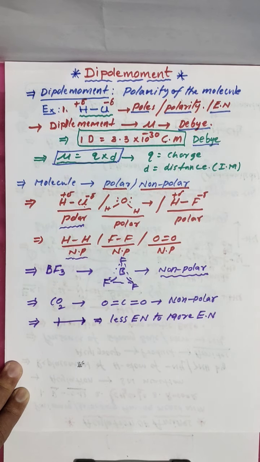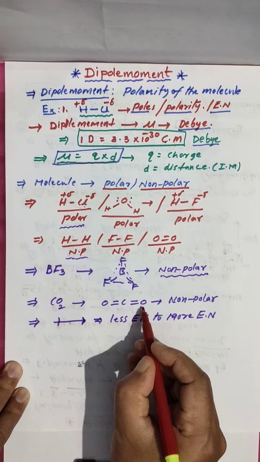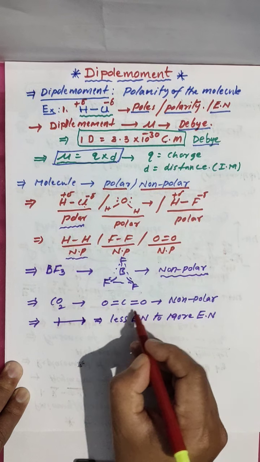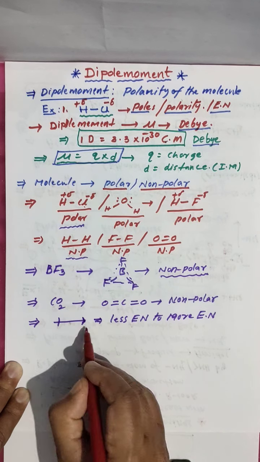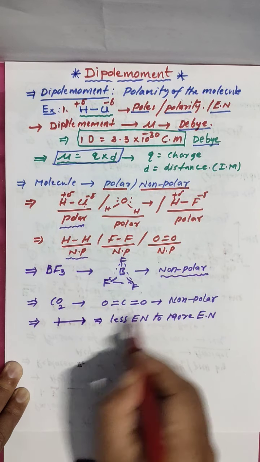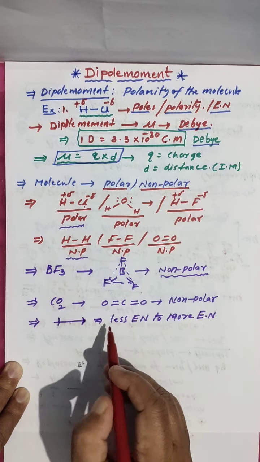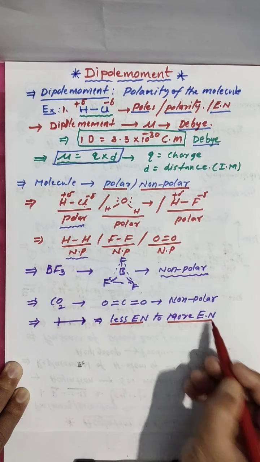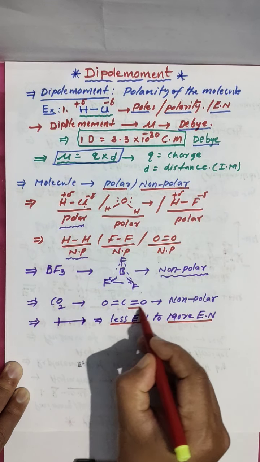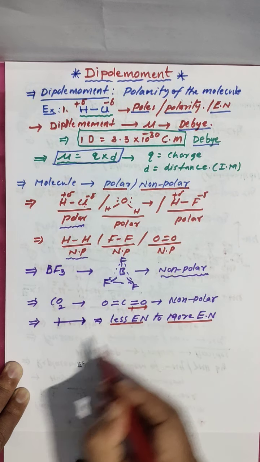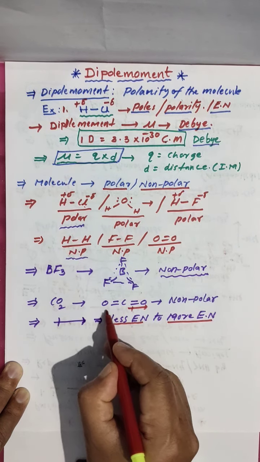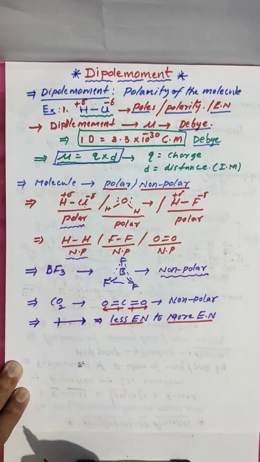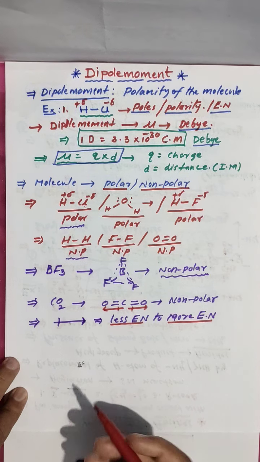Go for here. Oxygen is more electronegative, carbon less electronegative. You have to show this crossed arrow mark towards the more electronegative atom, from the less electronegative atom. So like this you have to show. And on this side too, less electronegative to more electronegative. Like this only you have to show.